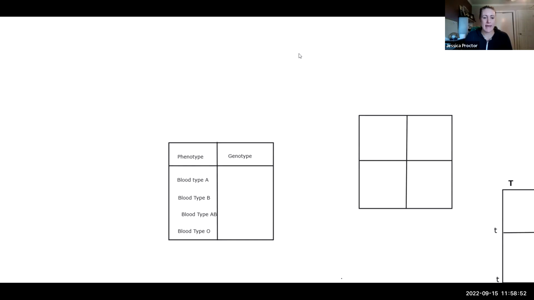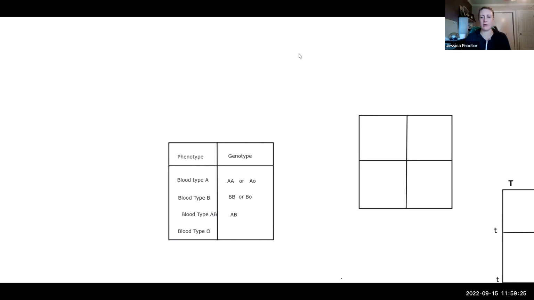All right, so if you're blood type A, your two possible genotypes, you could be AA, or you could also be AO. Okay, so those are your two possible genotypes if you're blood type A. If you're blood type B, you also have two possible genotypes. You could be BB, like that, or you could be BO. If you're blood type AB, you only have one possibility. Your genotype and phenotype will be the same. So if you're phenotype AB, your genotype is also AB.